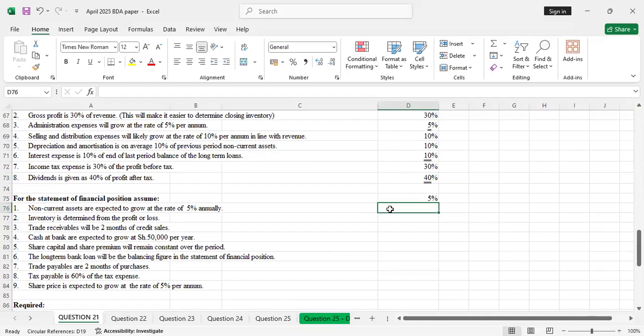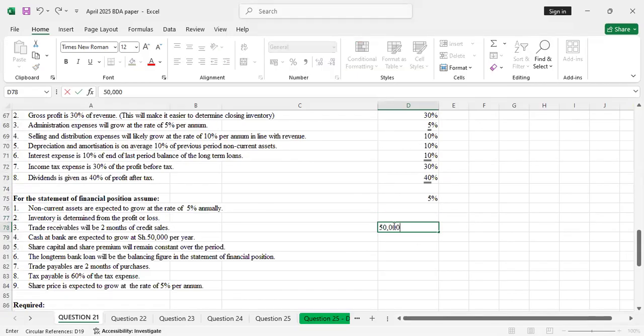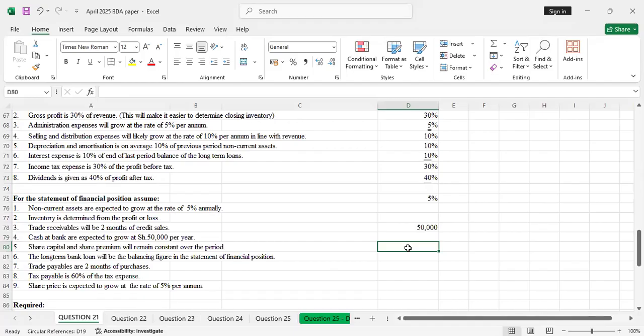Then inventory is determined from the profit or loss. Trade receivables will be 2 months of the credit sales. Cash at bank is expected to grow at 50,000 per year. Share capital and share premium will remain constant. The long-term bank loan will be the balancing figure.